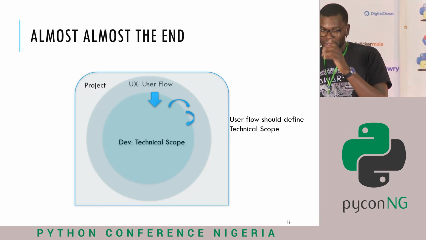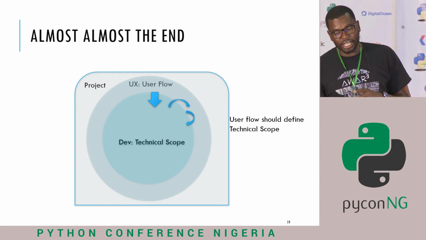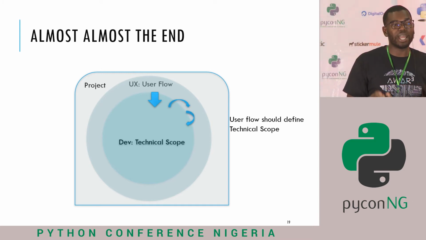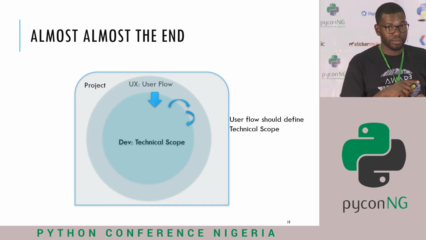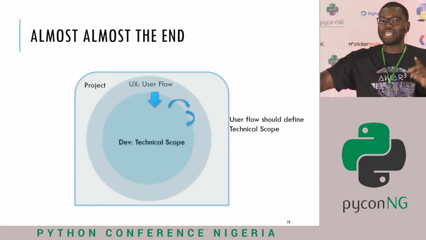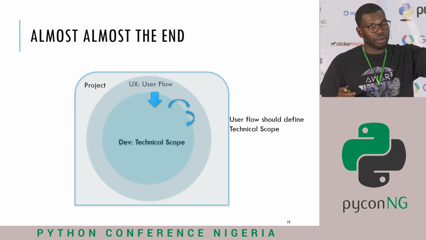Okay, almost there. We are almost done. Now, if you look at this diagram over here, you have a project. We say that the user flow should define the technical scope and not the other way around. What that means is, first draw the storyline: how is the user going to use your product? And then put the technical scope on top of that.